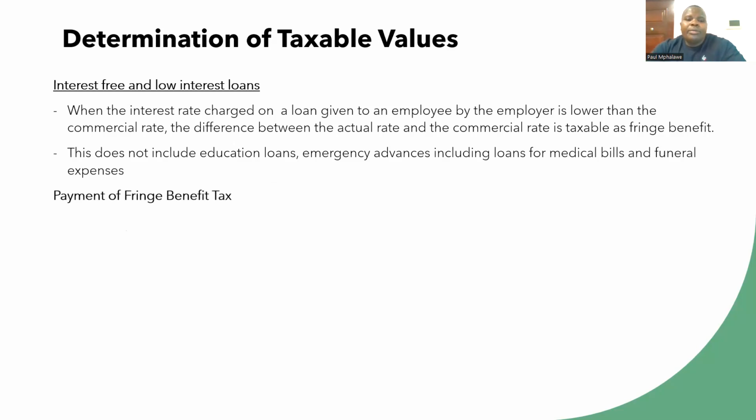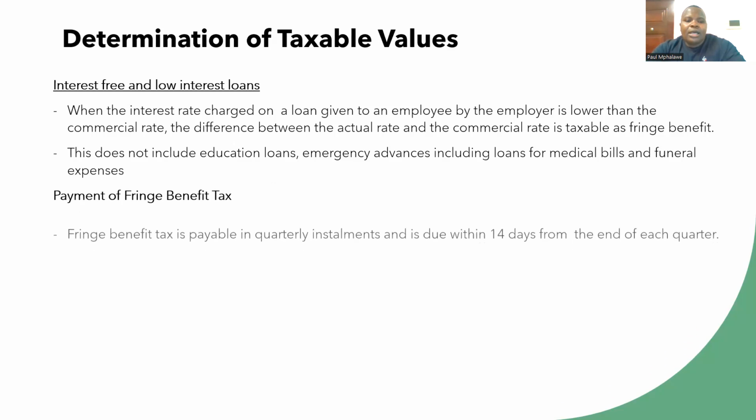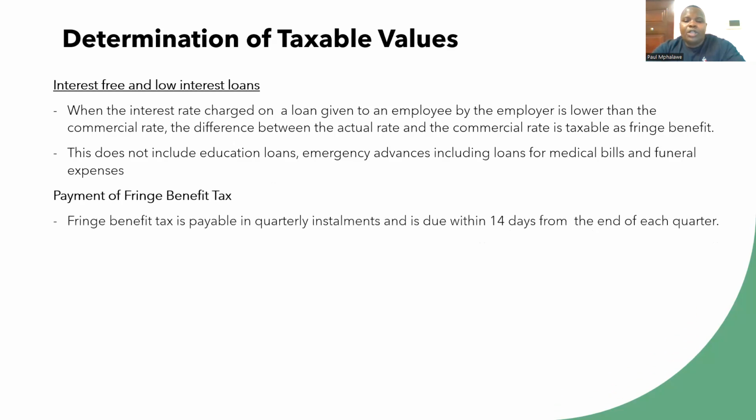Payment of fringe benefit tax. The FBT is payable in quarterly installments and is due within 14 days from the end of each quarter. So every quarter, 1, 2, 3, 4. The government calendar starts in July: July, August, September, October. Okay, first quarter, then so on and so forth.